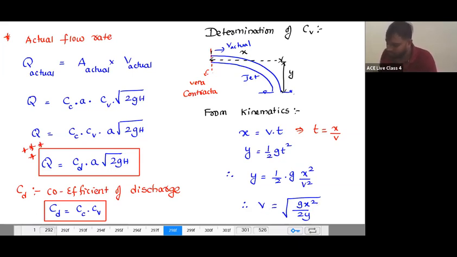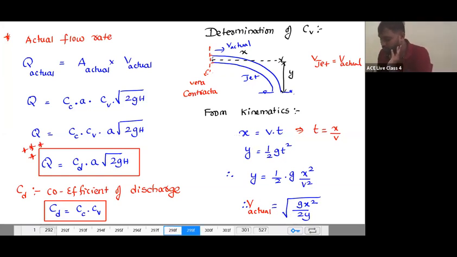And this v, is it actual velocity or theoretical velocity? This is the actual. Why? Because I am taking it from the vena contracta. The velocity of the jet at the vena contracta is nothing but the actual velocity. So that is nothing but root of gx square by 2y. I hope you understood this from kinematics. So x and y, now you substitute.